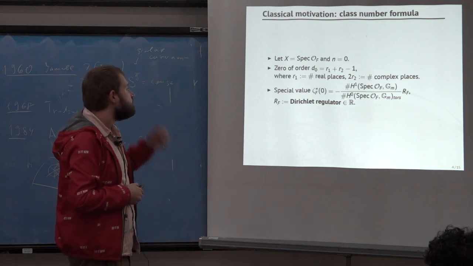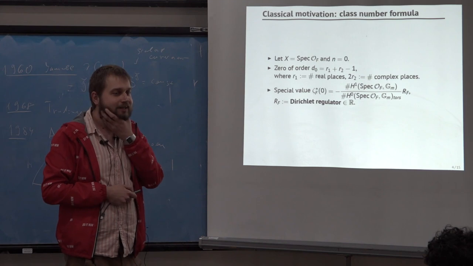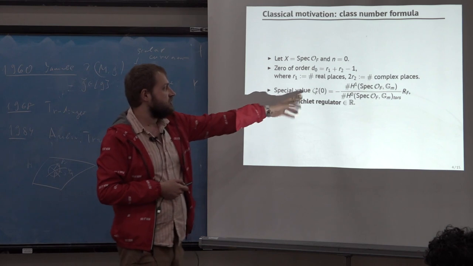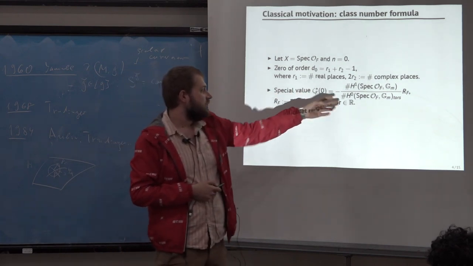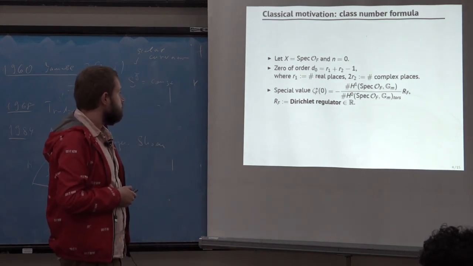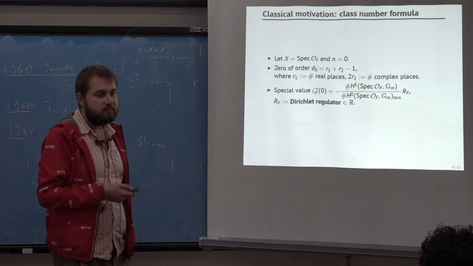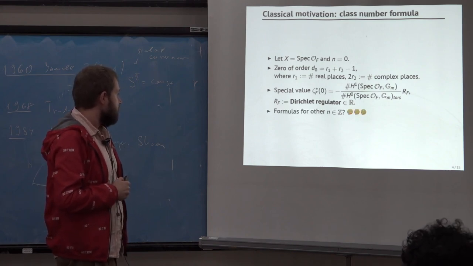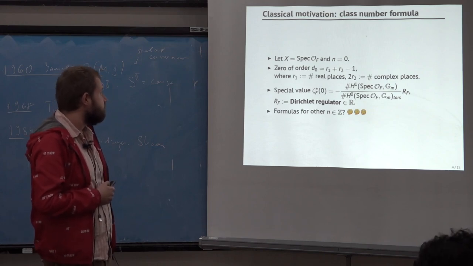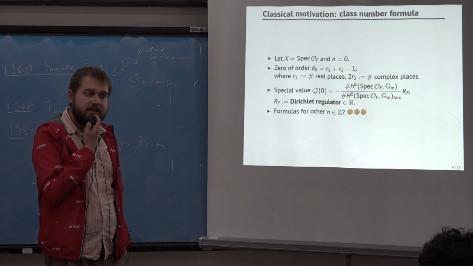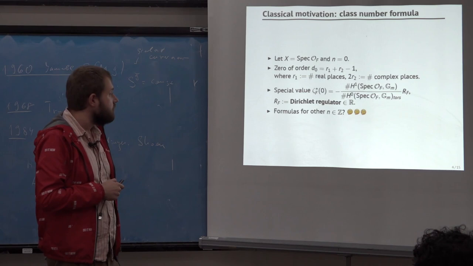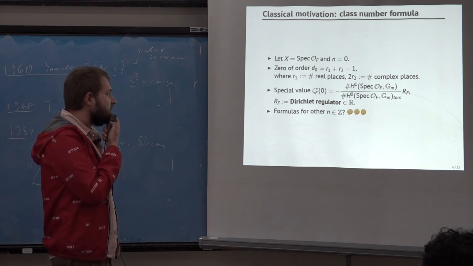And well, for me, it's one of the most beautiful formulas in mathematics, because it relates some object, the zeta function, which is something analytical, to some invariants that are algebraic. So the idea is basically to try to generalize this kind of formula to other cases. And the question is, even in the case of the Dedekind zeta function, how do we write down similar formulas, but for different integers, except for n equals zero? And a lot of work has been done in this direction.